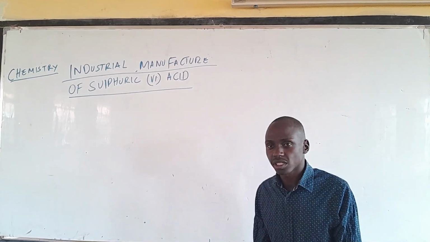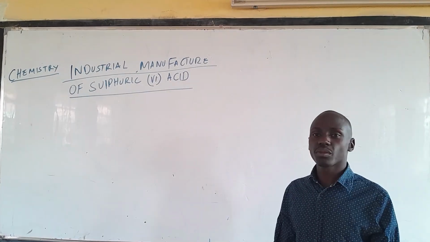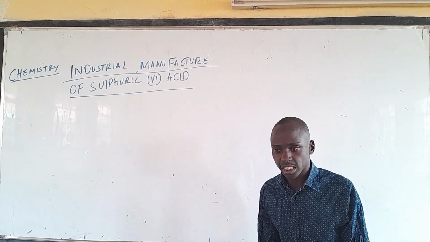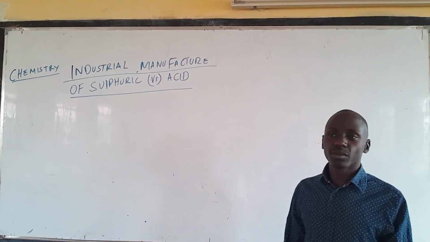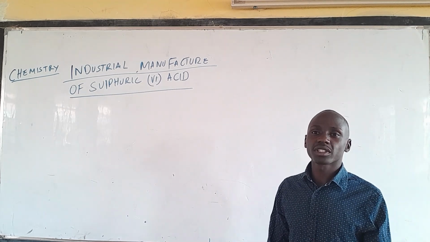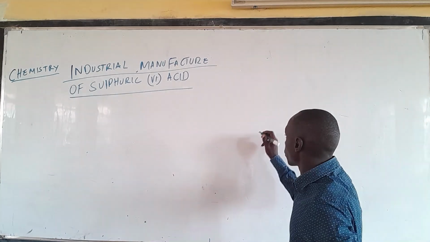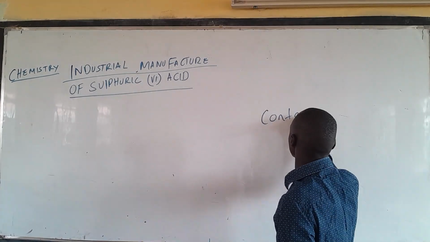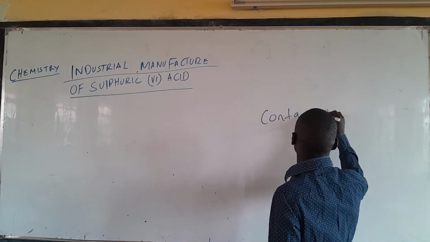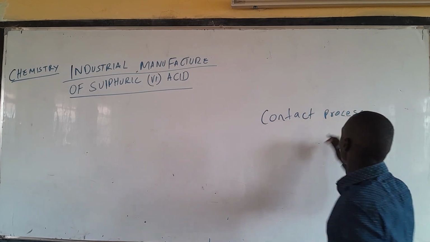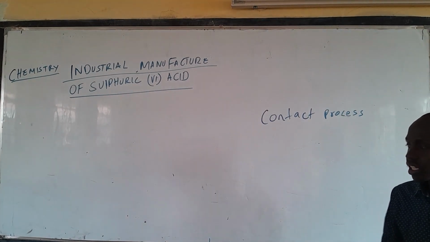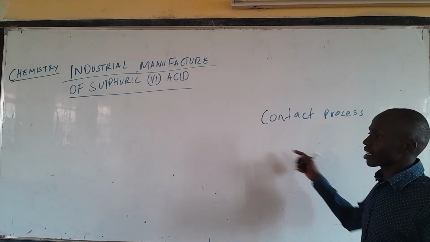Welcome to this class. In this class, we are going to learn about the industrial manufacture of sulfuric acid. We find that industrial manufacture of sulfuric acid is by a process referred to as the contact process. For the contact process, we have raw materials and we have the conditions that are necessary for this process to proceed.